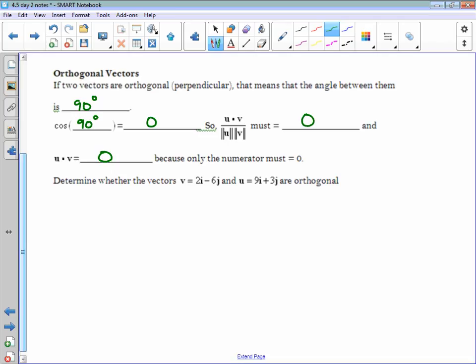So we can look at this and do these this way. Let's find the dot product of u and v here. So I would do 2 times 9 and -6 times 3. What do I get? 0, okay. So are they orthogonal?